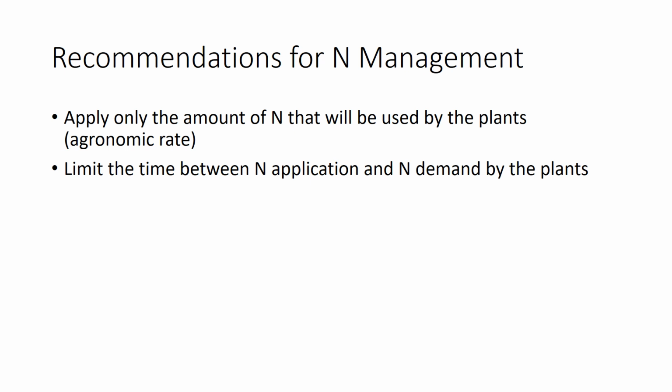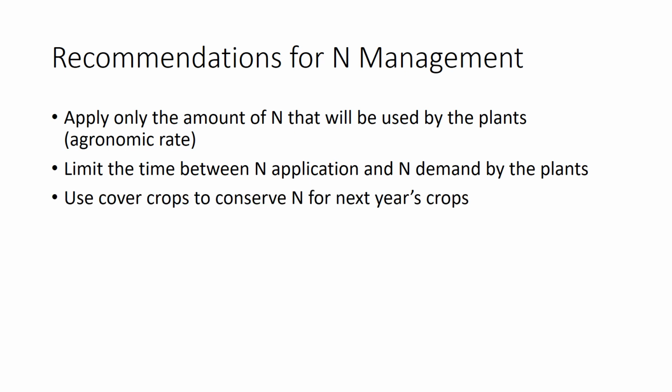We also want to limit the time between when the nitrogen is applied and the time when the nitrogen is demanded by the plants. So back to that Iowa example, most of the area is corn, and the biggest demand for nitrogen in corn is in the month of July. And so the closer we can get to application of nitrogen to July, the better. So that could be side dressing corn once it's already emerged, or applying just before the season starts, or something like that. So we're trying to limit the amount of time between application and nitrogen demand.